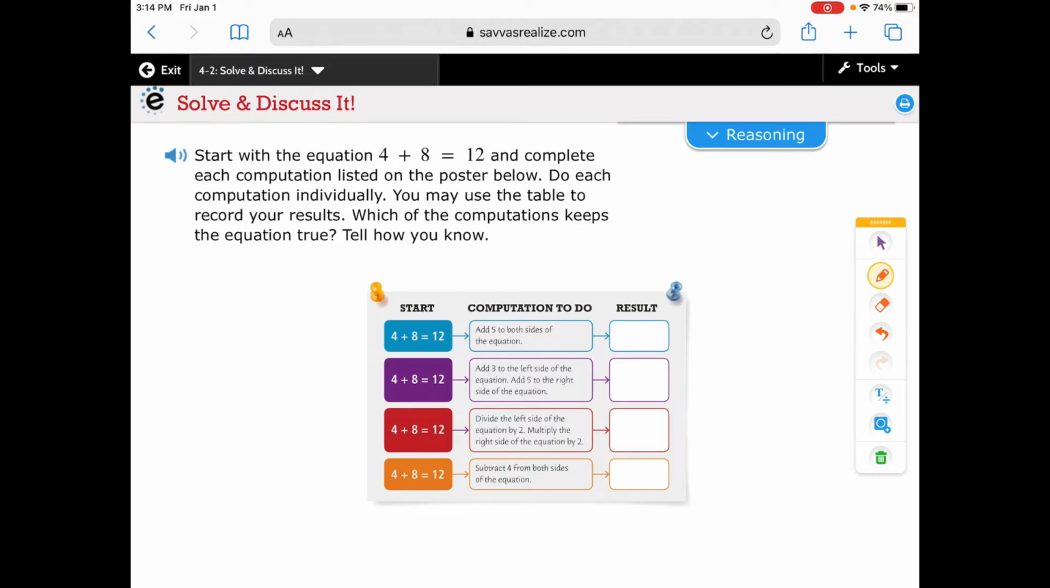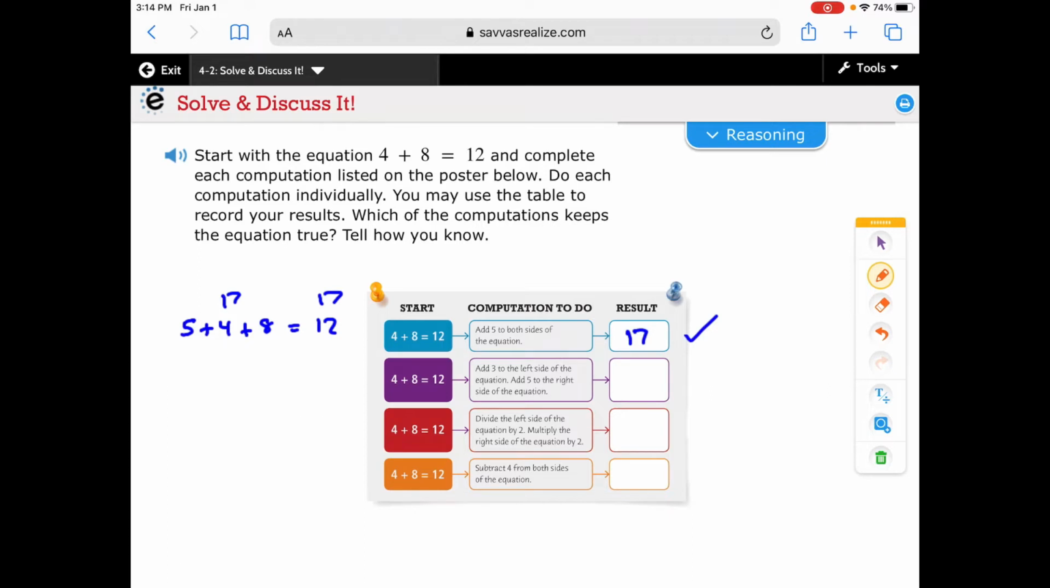So the first one here, it says we're going to add 5. So we do 5 plus 4 plus 8 equals 12. All right, we'll see that we get 17 here, 17 here. So the result is 17. So this one checks out, it's true.